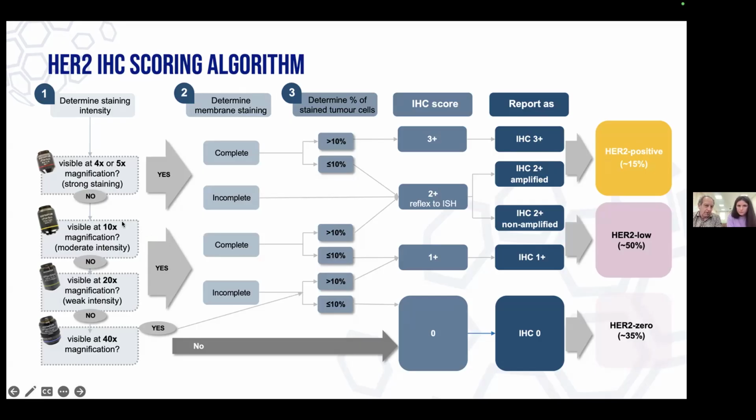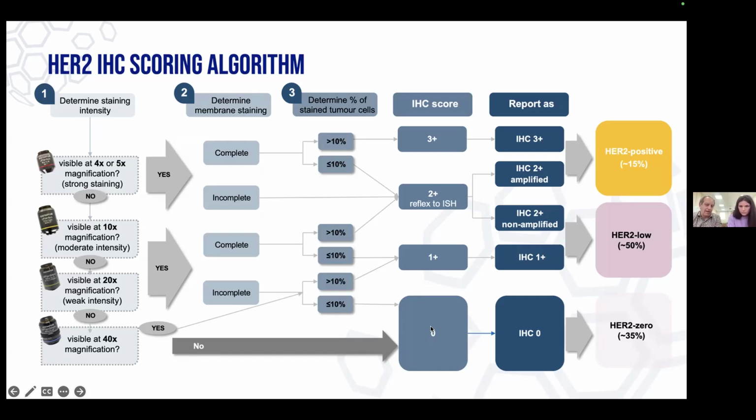So, visible at times 10, yes. Is it complete? Yes. Is it more than 10%? Fantastic. That's 2 plus, and ISH will tell us. Is it less than 10%? Well, you can do ISH if you want to, but that's not in the algorithm. You need to call it 1 plus if it's complete. If it's incomplete, you don't have access to ISH. ISH at moderate staining intensity is only accessible if it's complete, not incomplete. Then you apply the 10% rule and call it 1 plus or 0 plus.